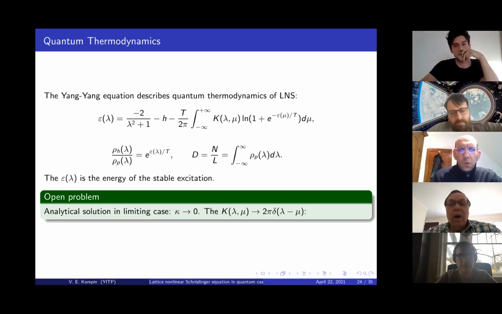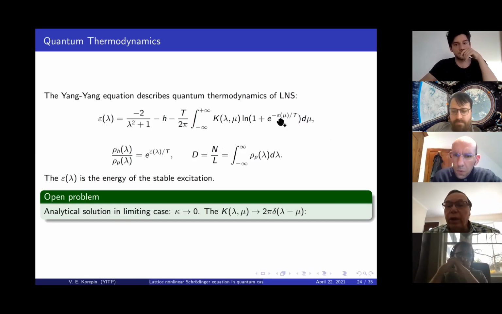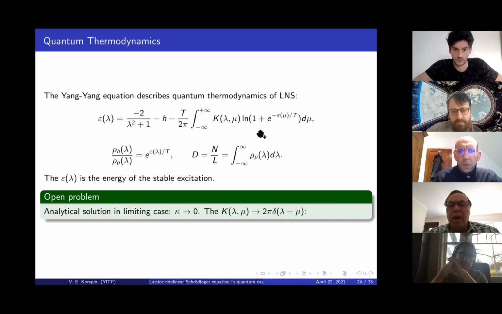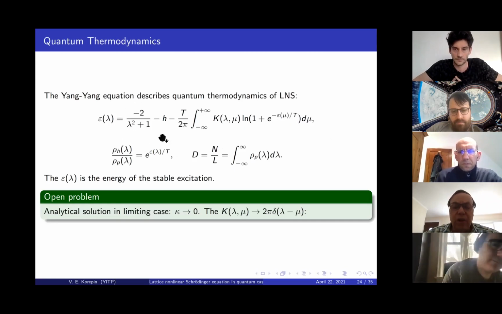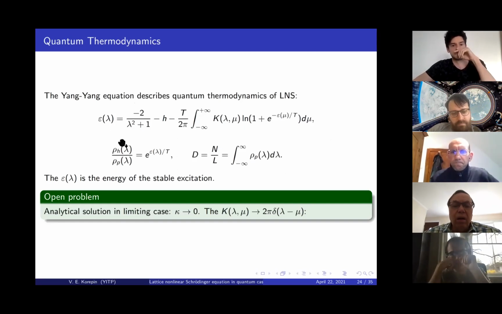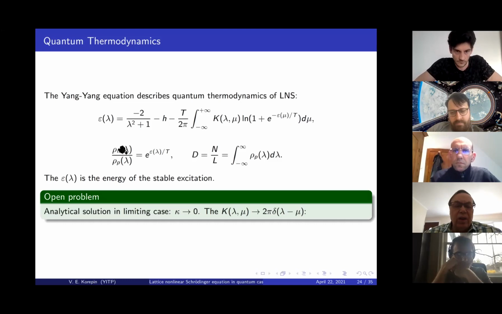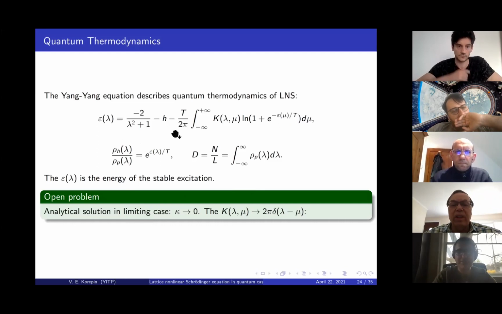Now thermodynamics. Thermodynamics is described by the Yang-Yang equation. So this is an equation for epsilon. This is a nonlinear integral equation. See this log epsilon. TBA, I think hundreds of people know this as the TBA equation. And then this inhomogeneous term is different from the continuous case. In the continuous case, it was lambda square. So epsilon formally introduces a ratio of the density of the holes to the density of the particles. But still, because of the infinitely many conservation laws, stable particles exist even at positive temperature. And epsilon has the meaning of the energy of this stable particle.